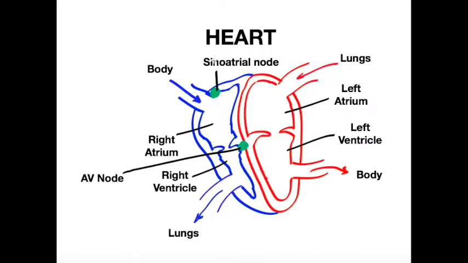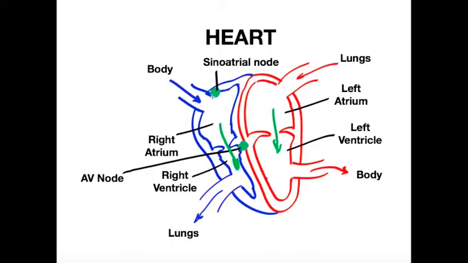The way this works is that we get an impulse that comes to this first node, which is the sinoatrial node. When an electrical impulse hits this node, the node sends a wave across the atrium on both sides. That causes the two atriums to squeeze or contract and push the blood downwards. So the blood will go from here that way.